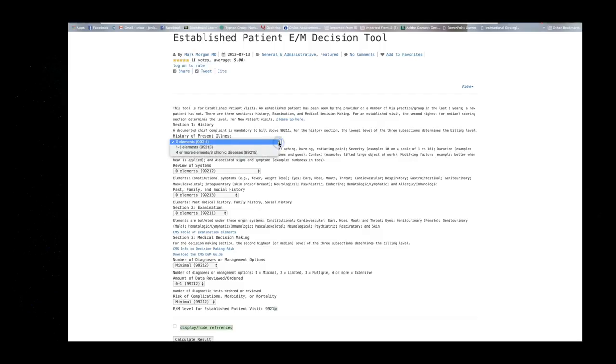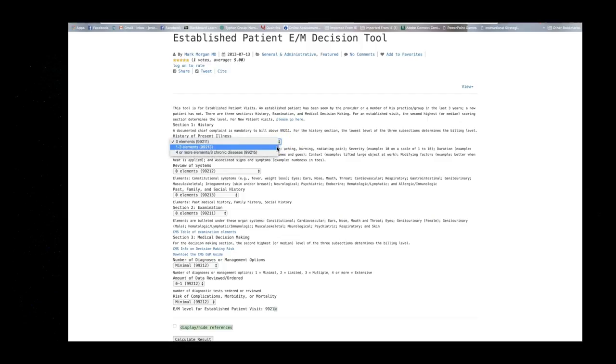All right, so history of present illness. You have 1 to 3 elements, let's just say. Now, let me go over elements, since I didn't talk about elements. Elements are parts of each thing. So OLD CARTS. So O, onset, location, duration. That's 3 elements right there. All right. C, characterizing factors, aggravating factors. That's another 2. So that's 5 elements.